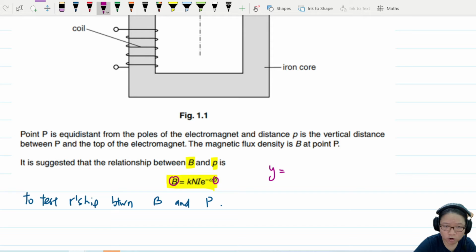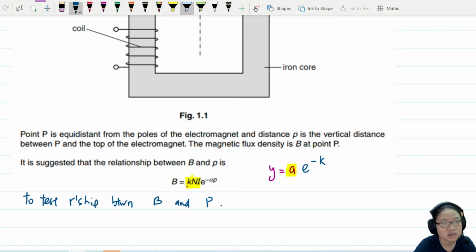The format that you are more used to is A, this whole thing in front. Let me highlight for you. This whole thing in front becomes your A. And then this is e to the power of negative, this is another constant k. So this alpha here is your k.